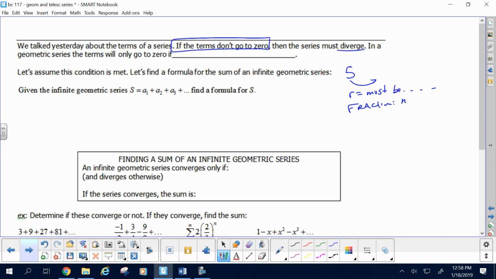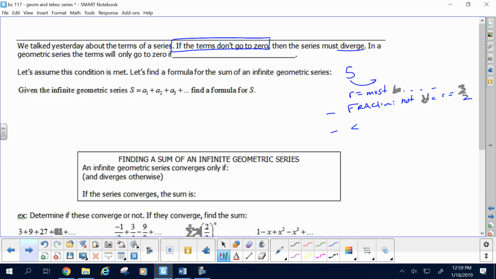Fraction, not quite enough, because what if R is 3 over 2? Will they get smaller? I mean, that's a fraction, I think they'll agree. But do the terms get smaller? No. Okay, so it can't be just a fraction. What else? I heard somebody else say less than 1. Less than 1, or less, that is redundant.